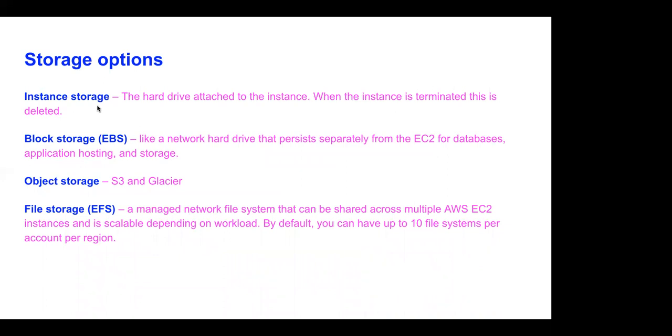I'm going to create one EC2 instance. You will see that by default, there would be, I think, 8 GB of data which you get. Okay. So that is your instance storage. So the moment I terminate that instance, the storage would go. Okay. Then there is block storage. So it's like a network hard drive that persists separately. So again, while creating an EC2 instance, you'll have this instance storage, plus you can add a block storage as well.